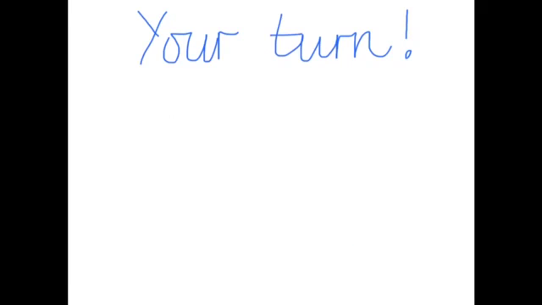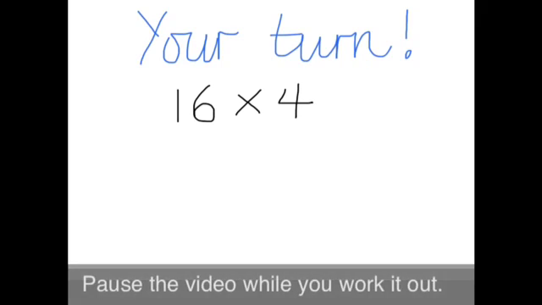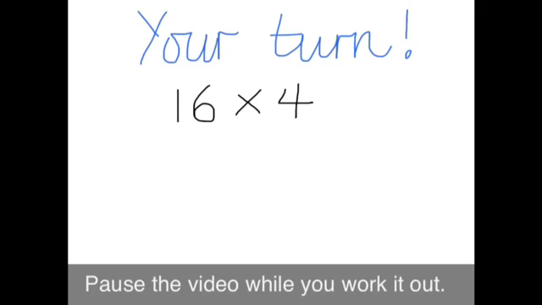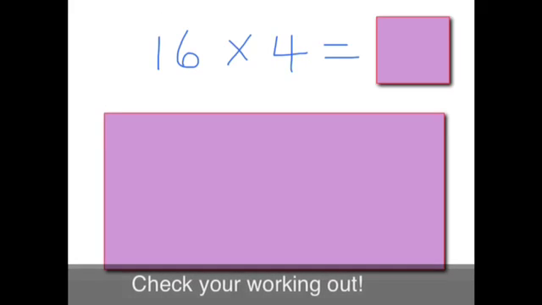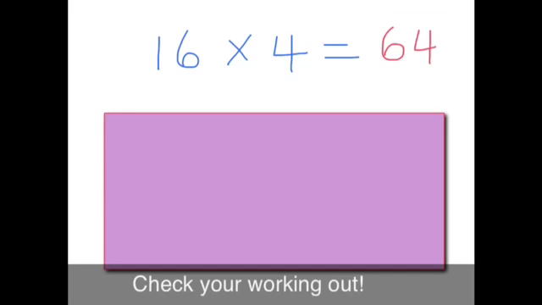Your turn. Use the grid method to work out 16 multiplied by 4. Pause the video while you work it out and press play to check that your answer is correct. Have you worked it out? 16 multiplied by 4 gives you 64. Now, check your working out.